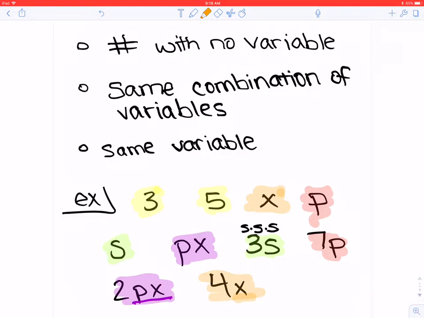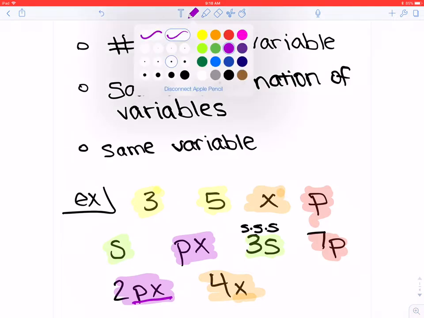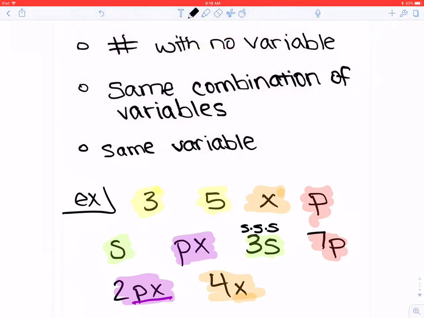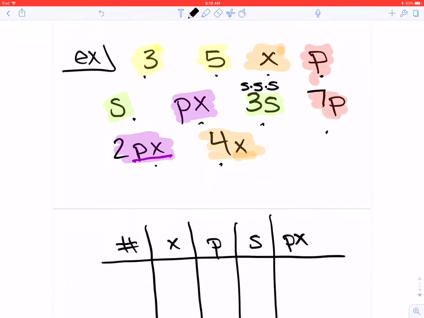So color coding it helps, but it still can be confusing. So I like to set up a table. And what I do is I walk through each of my terms. Each of these is a term. And I set up a table. And I walk through and I say, okay, my first one is a 3. What comes next is a 5. Remember, the sign stays with it, so if it's negative, I would write -5.